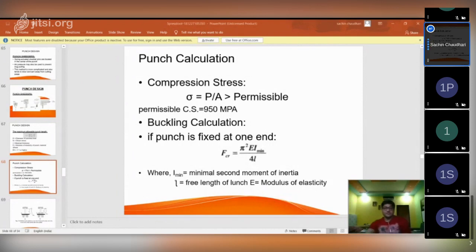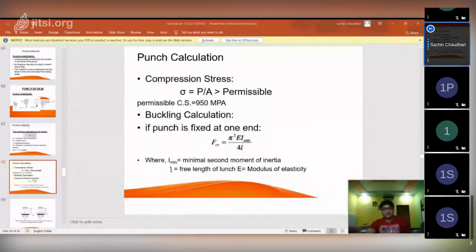So the compression stress formula is given. It is simple stress, F by A. F is the punching force which is acting, and A is the punch cross section area, whether it is circular or square or a particular design. It should not be greater than the permissible compression stress, which is generally near about 950 MPa. Next is your buckling calculation, guys.